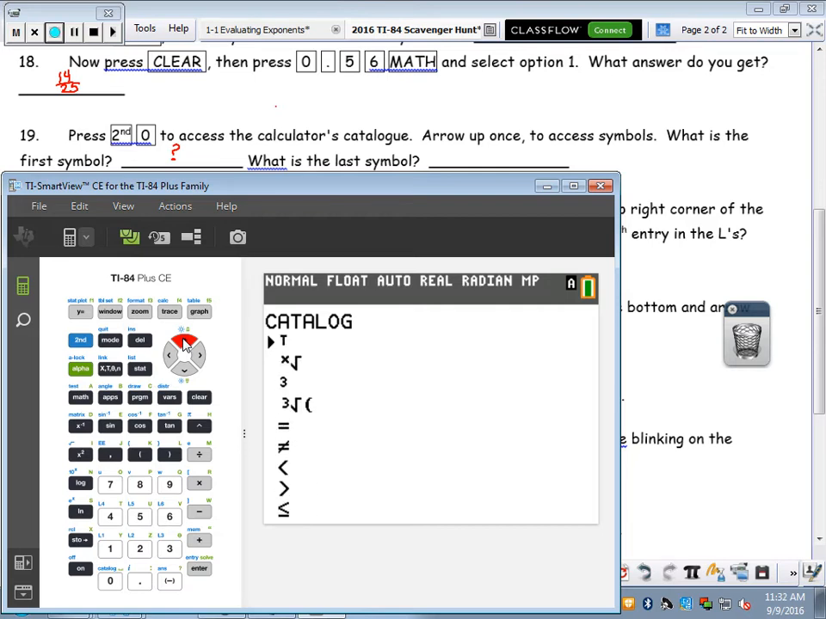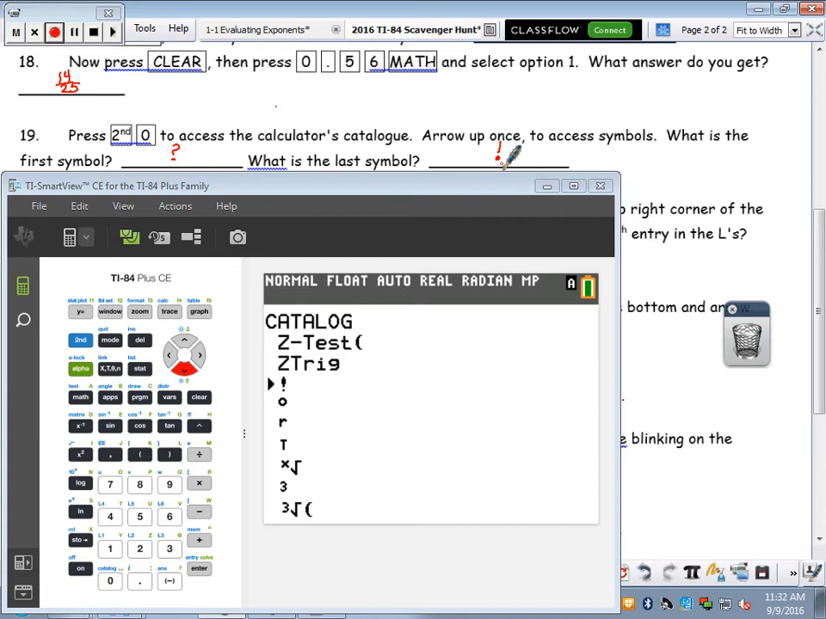Symbols, symbols, symbols. Aha, now we got into the Z's. And that's an exclamation point. Okay, so it depends on how you consider first and last. The first that we can actually see is the question mark. We have to arrow up to see the exclamation point, but from a top-down list, it would seem like the exclamation should be first.